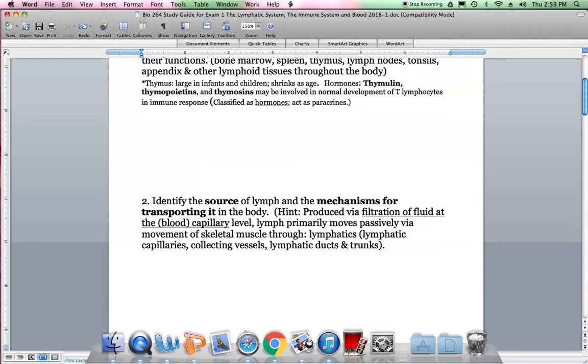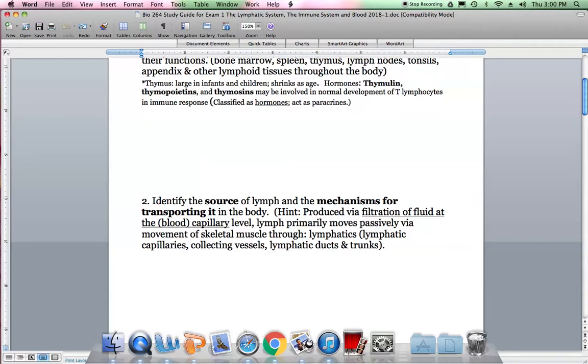Lymphatics are the lymphatic vessels, from the smallest, the lymphatic capillaries, up to the collecting vessels, and then lymphatic ducts, and then the largest lymphatic vessel is called a trunk, or the largest lymph passageway. The lymphatic trunks are the major trunks that will bring lymph back into the circulatory system.